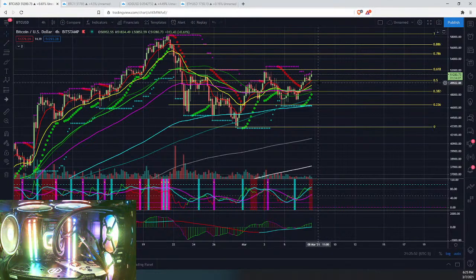So the next target to the upside, let's look at it this way. If our target here is 0, and then our target to the downside is the 236, our next target to the downside is going to be the next highest fib level. So the next time we sell off, I would expect us to sell off back to the 382.